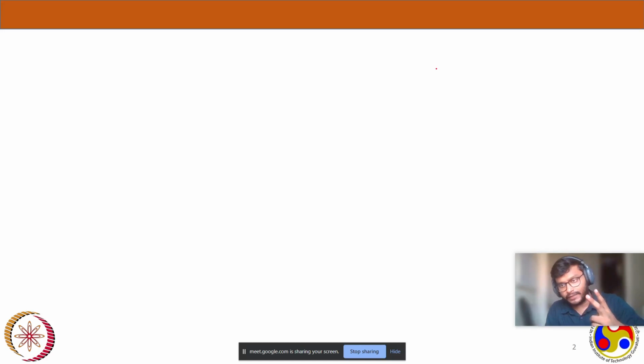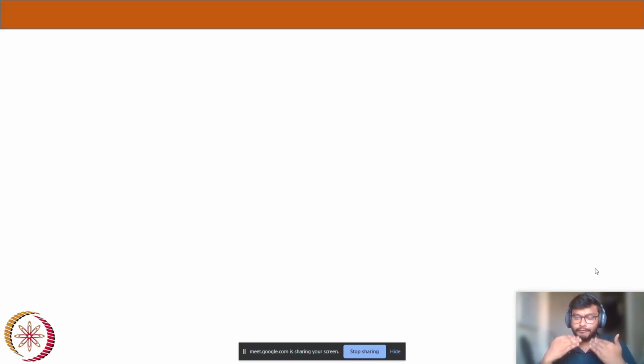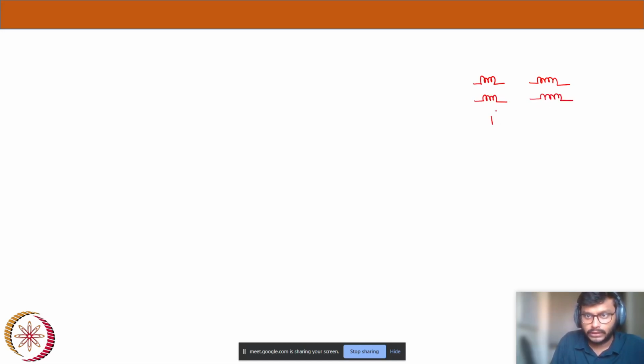Let's start with the basic two transformers. If we want to connect two different transformers in parallel, we know that every transformer has its own primary and secondary. I'm drawing the first transformer's primary and secondary, and the second transformer's primary and secondary. So this is the primary and this is the secondary of transformer 1, and this is transformer 2.